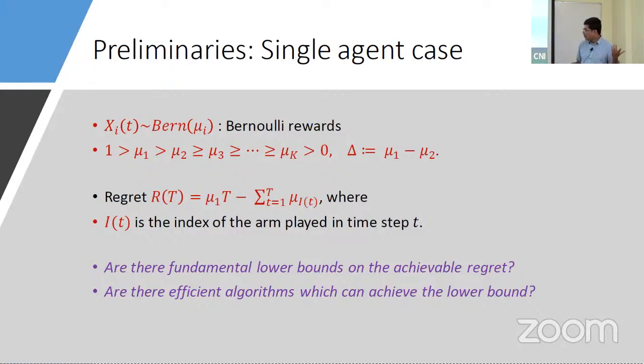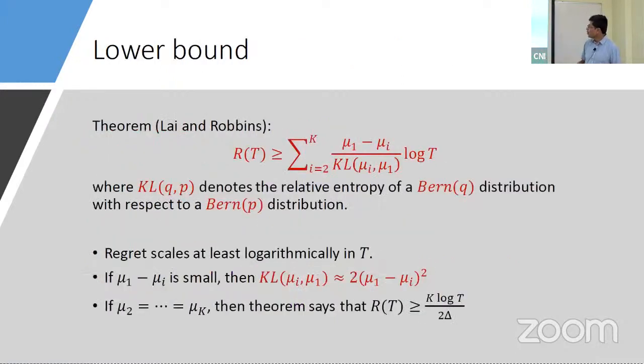The first is: what's the best you can do, meaning are there fundamental lower bounds on what you can achieve? And secondly, can you actually do the best that can be done? Are they efficient? In some sense, the first is an information theoretic lower bound, and the second is a computational question. Can you computationally achieve what is information theoretically achievable? And the answer in this setting is yes.